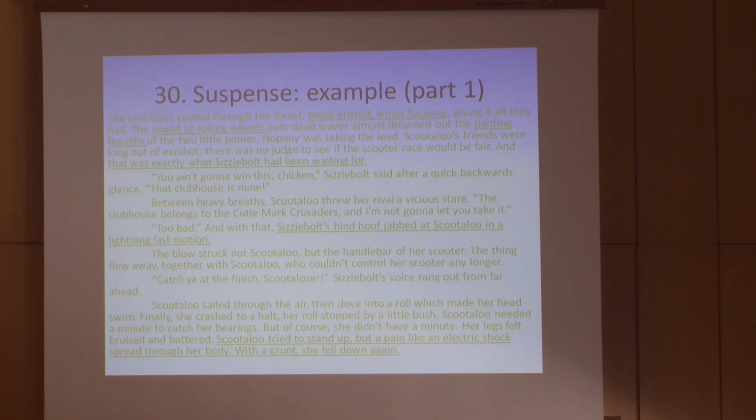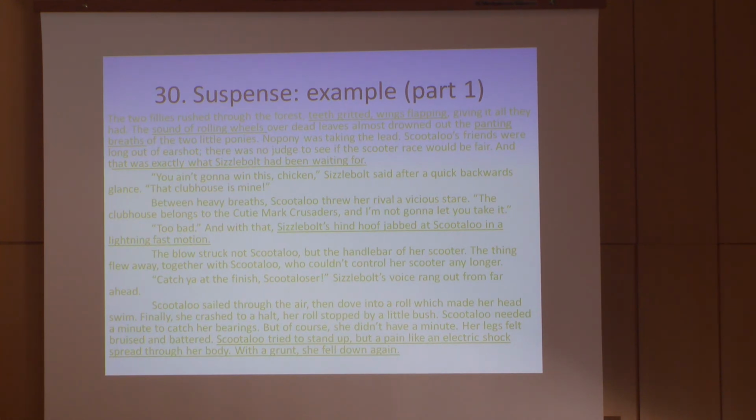"That was exactly what Sizzlebolt had been waiting for." That's a little foreshadowing. You know Sizzlebolt is going to do something, but you don't know what. Then, Sizzlebolt's hind hoof jabbed at Scootaloo in a lightning-fast motion. So that's an unexpected action.